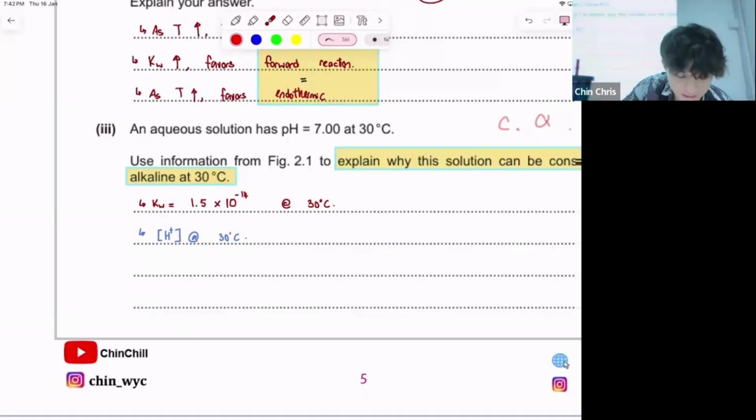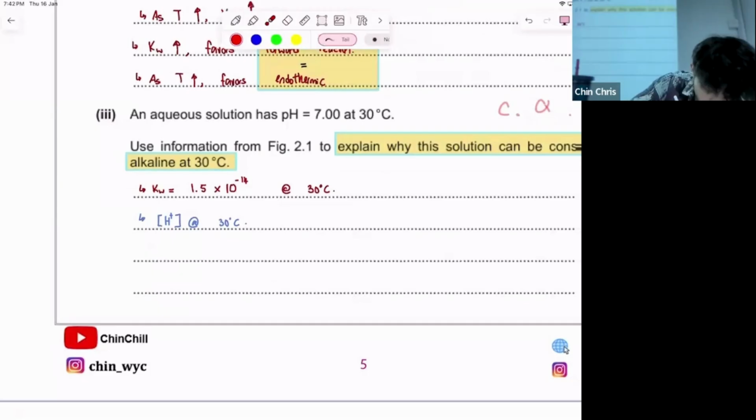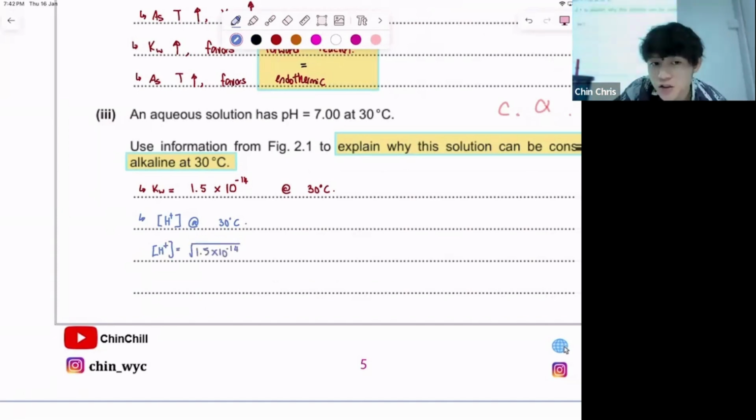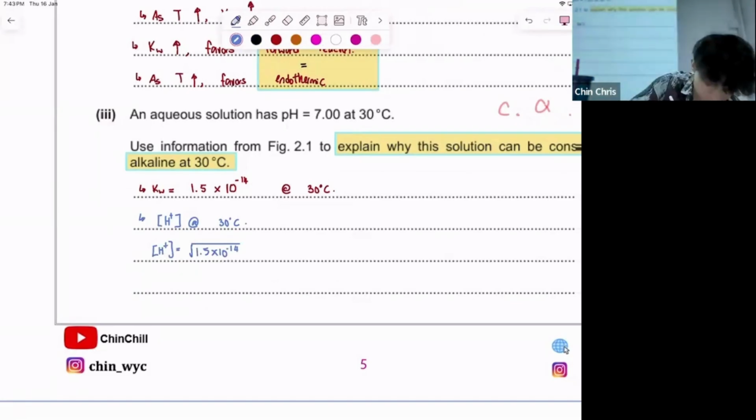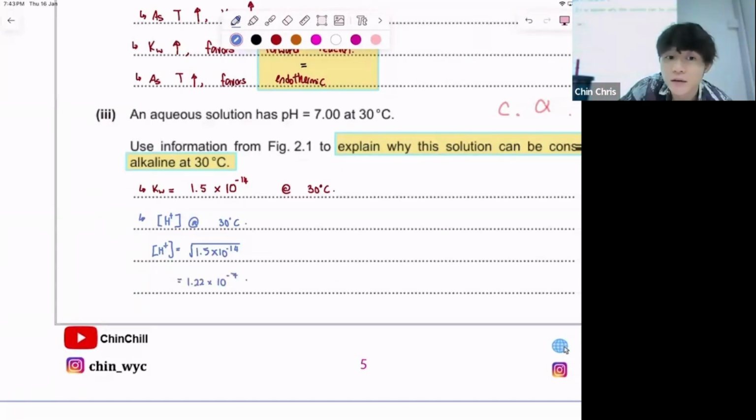1 times 10 to the power of 7, right? Okay, so again, your concentration of H+ is going to be the square root of 1.5 times 10 to the power of negative 14, right? It's not 1, it's going to be slightly higher. How much is it? 1.22, right? Negative 7, is that right? So is your answer 1.22 times 10 to the power of negative 7?